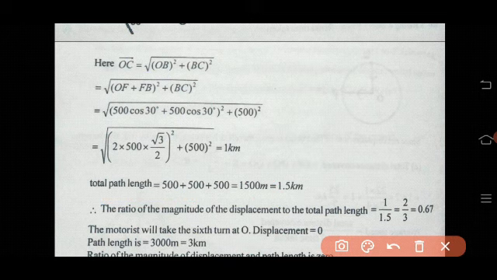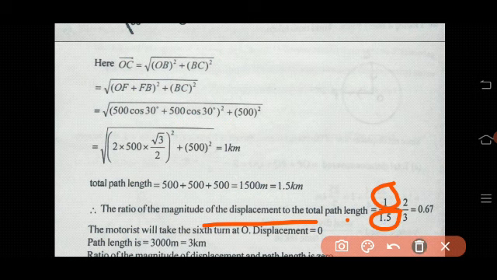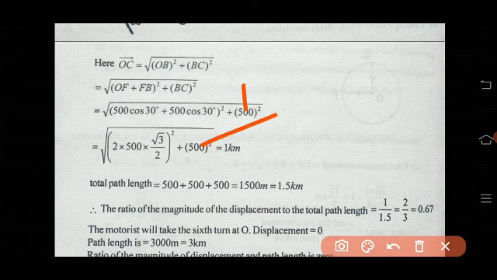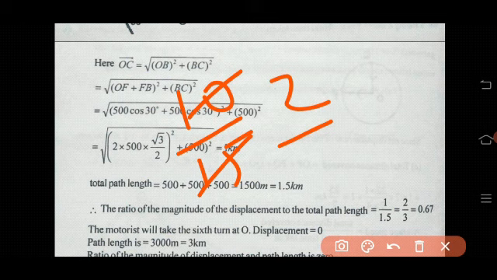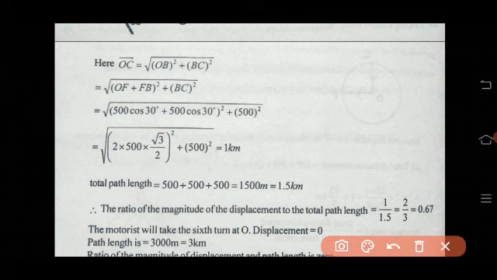Now you can compare the displacement with the total path length. What is the displacement? 1 kilometer. What is the path length? 1.5 kilometers. So you can write it as 1 by 1.5, which is 10 by 15. If you divide by 5, that is 2 by 3, which is nothing but 0.67. That is the ratio for the third turn.